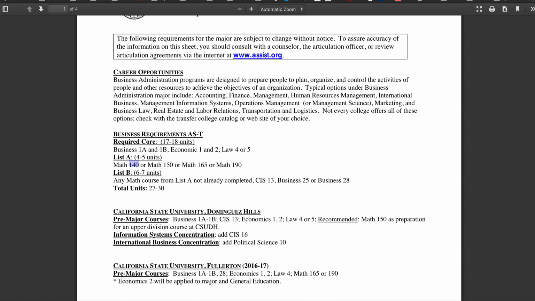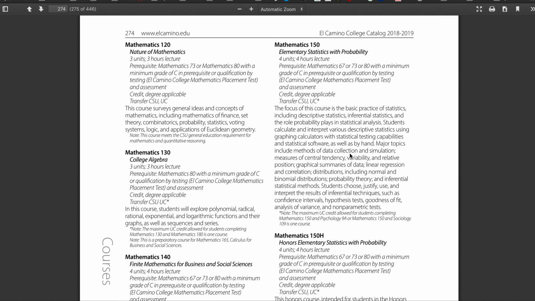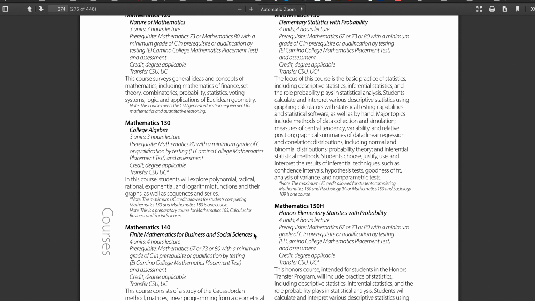Let's take a look at the 140 real quickly. Where's the catalog? There we go. 140. What's the prerequisite for 130? Oh, okay, here we go. Here's an easier option because you've already done the prerequisite and it's just one more math course for business. So finite math for business and social sciences. So this could be your math course. So that would be good.